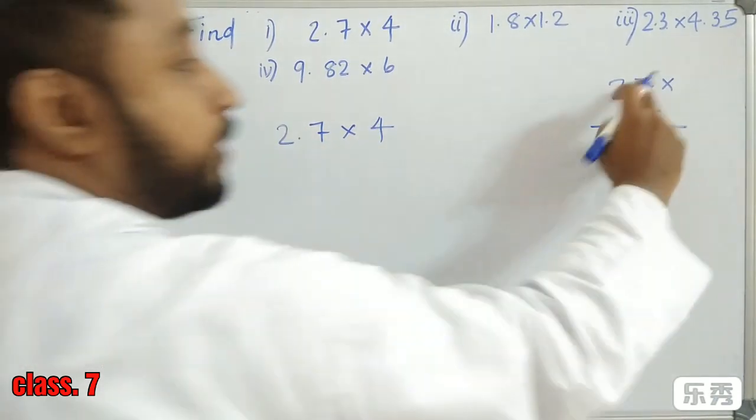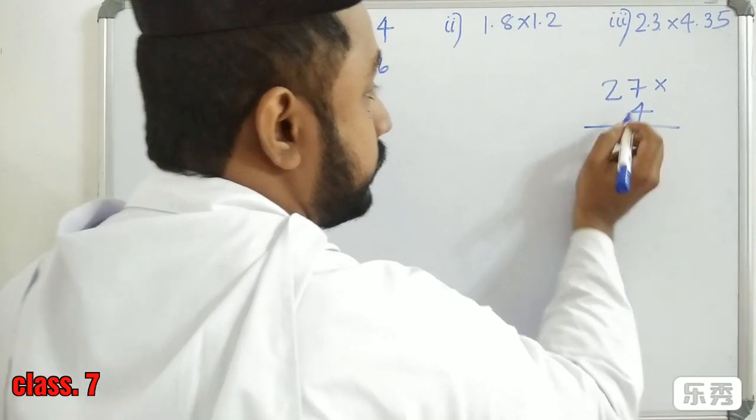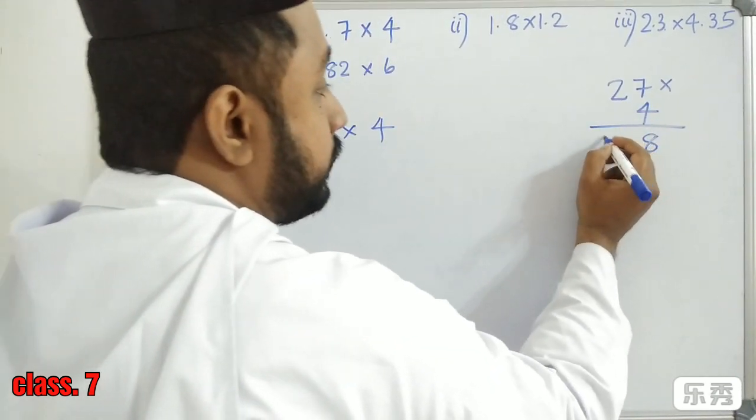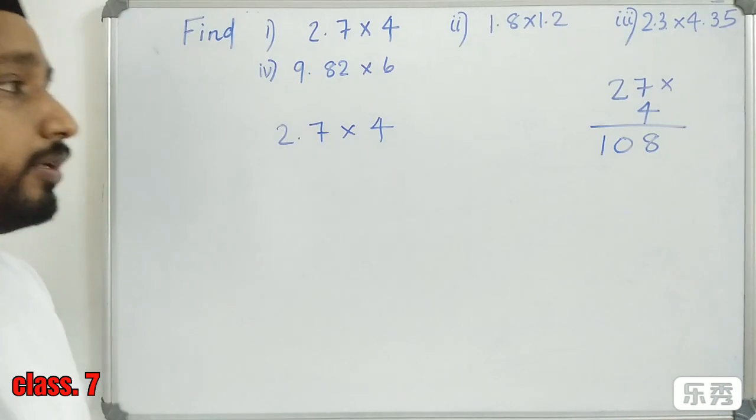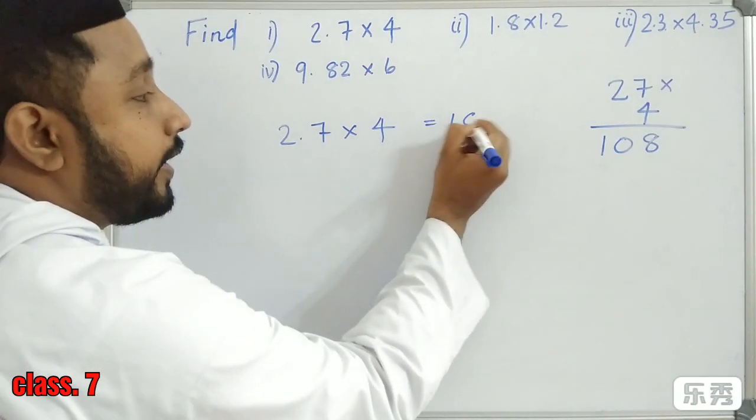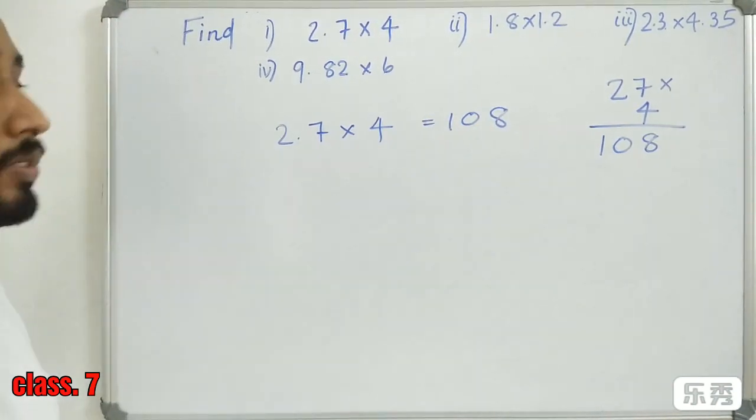27 into 4: 7 into 4 is 28. Remember 2. 4 into 2 plus 2, that is 10. 108. We got 108.